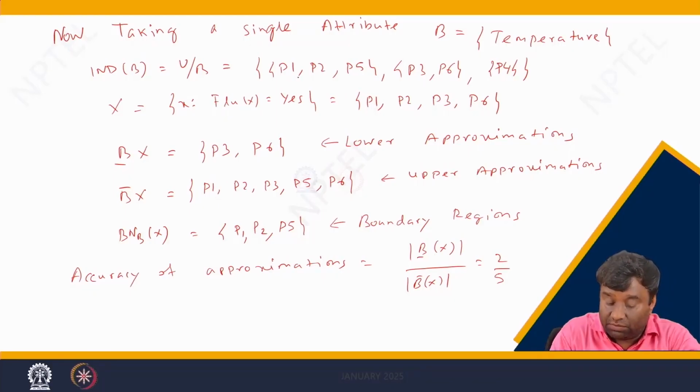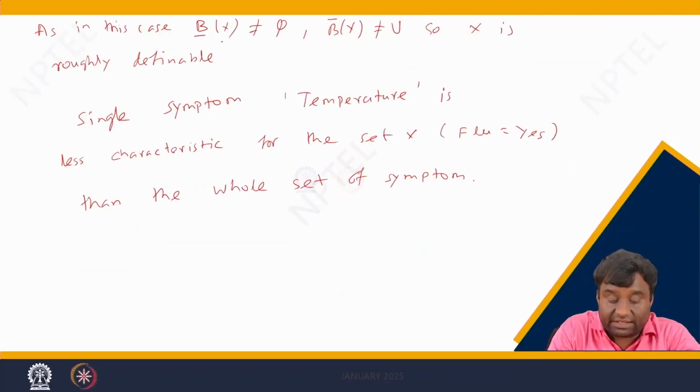The upper approximation will include P1, P2, P5 and P3, P6. So this is the lower approximation, this is the upper approximation, and our boundary region is P1, P2, P5. The accuracy of approximation, alpha B of X, is equal to the cardinality of the lower approximation, 2, over the cardinality of the upper approximation, 5. That is 2 by 5. As in this case, the lower approximation is not empty and the upper approximation is not equal to the set of all objects U, X is roughly definable.